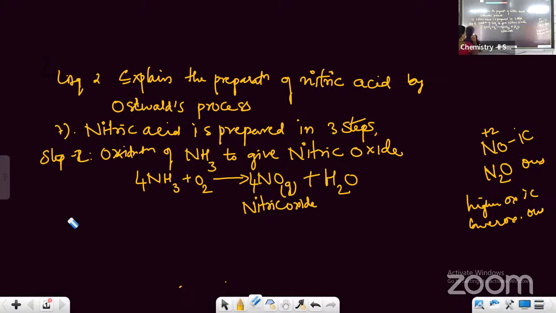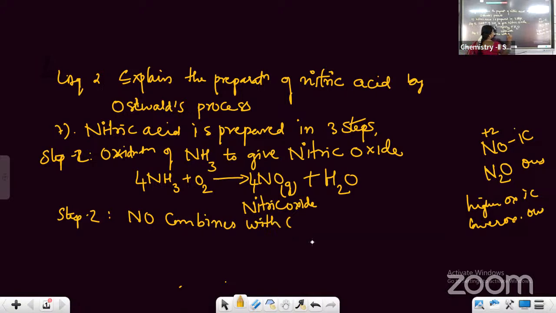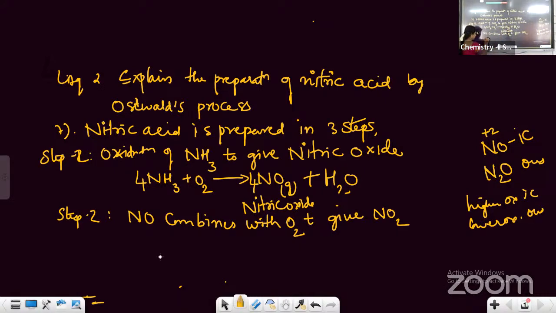Then step 2. NO combines with O2 to give nitrogen dioxide. What is step 2? The nitric oxide which you got in step 1 combines with oxygen to form NO2. So NO plus O2 gives rise to NO2 gas. NO gives rise to NO2 gas.